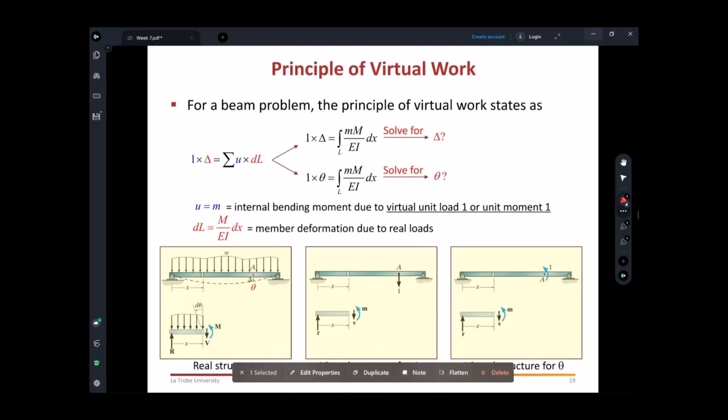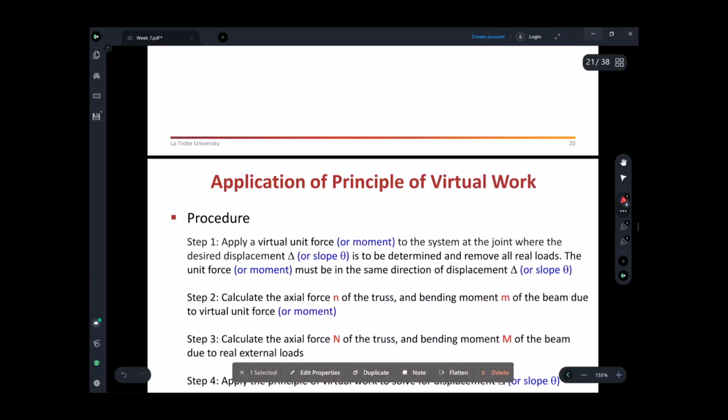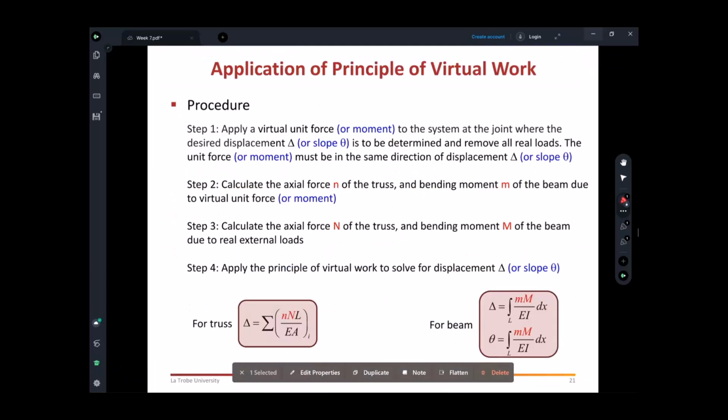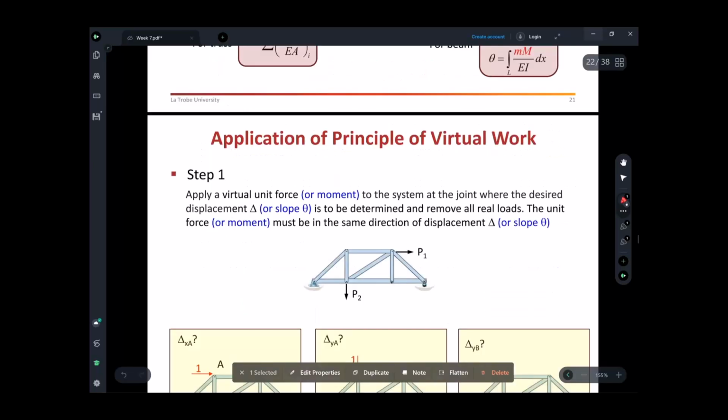For the beam, same thing, external work equals internal work, and we can solve for either displacements or rotations. If you want to find the rotation, you need to apply a unit moment in the direction of the rotation that you need to find. So very simple methods. Steps I will not show you now, because once I take an example, you will know what steps we are taking.